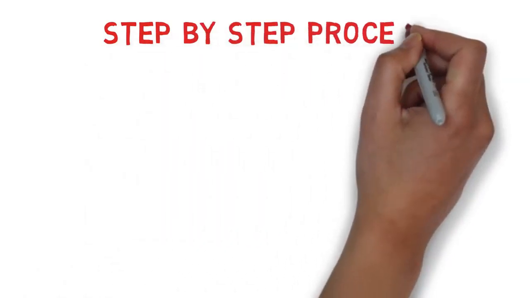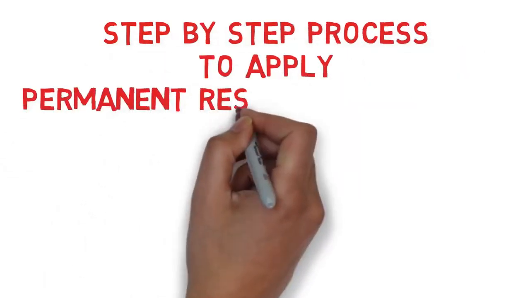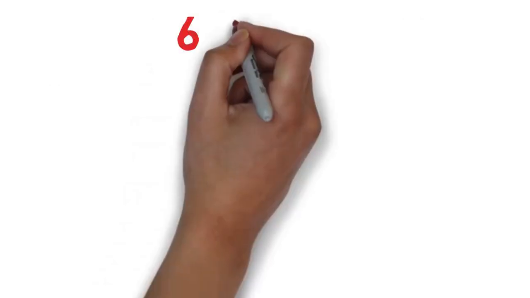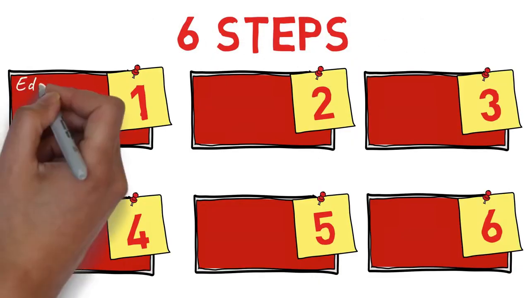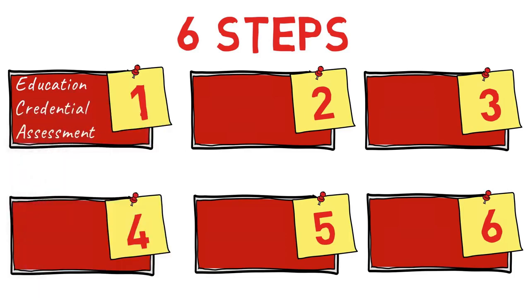If you want to know the step-by-step process to apply for the permanent residency of Canada, I've divided the complete process into 6 overall steps. The first step being education credential assessment.